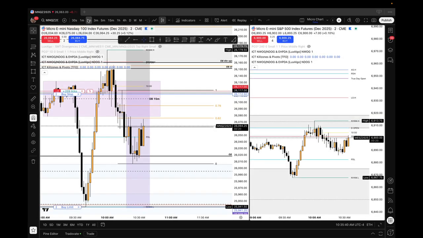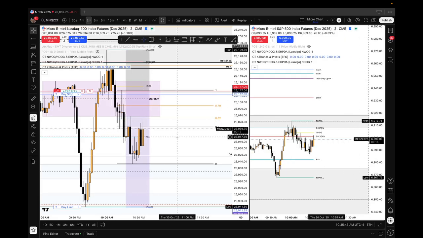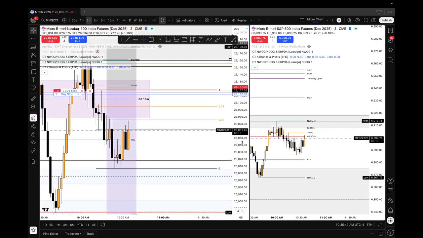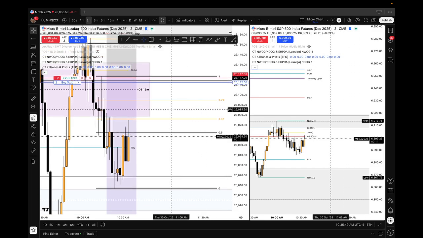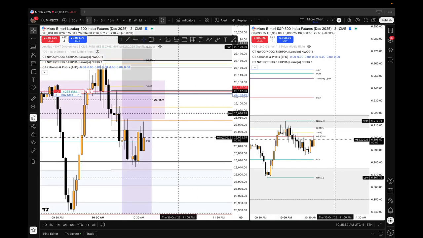All right, we just took out liquidity right there. Tapped into that order block right here in the 2 minute after forming a market structure shift. We'll see what price wants to do now. This is where we have to get very hands-on in the trade, just based off of how the market's reacting. So if anything, I don't want to see a push down right here.